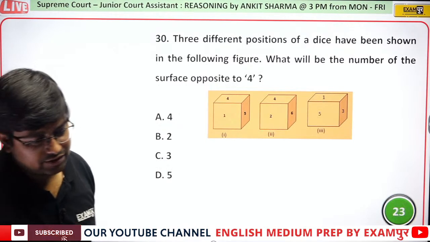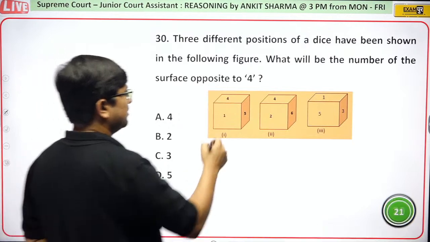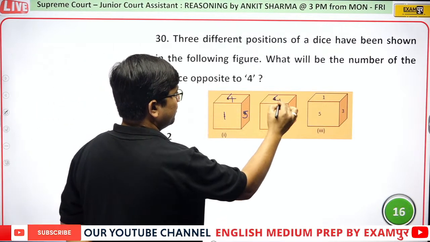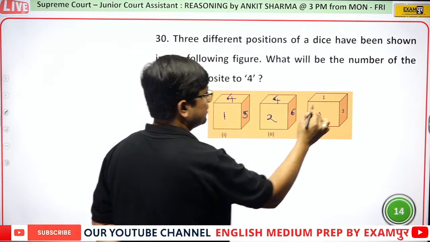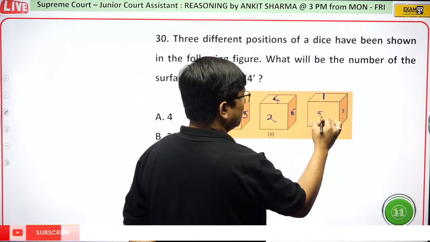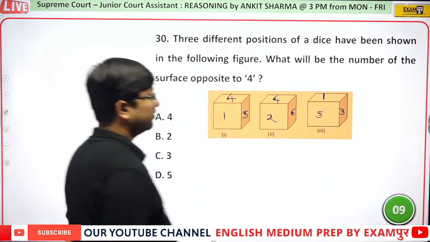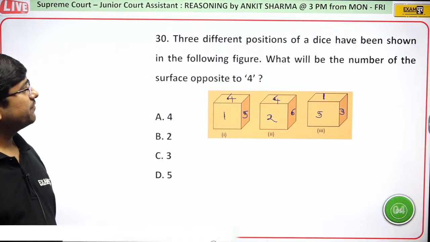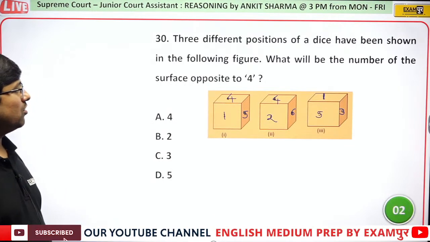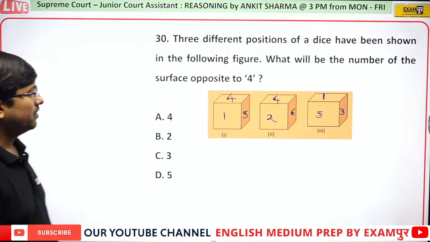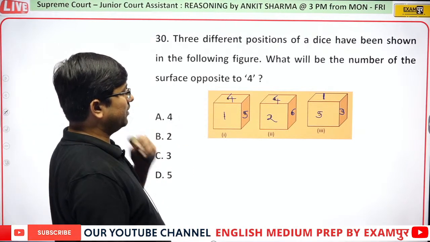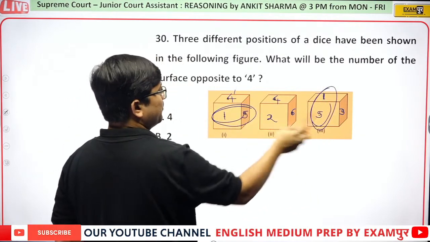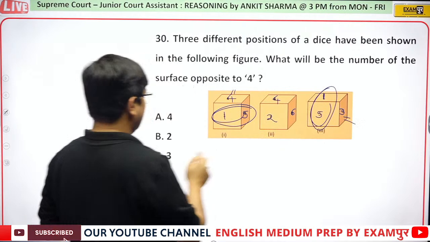Is it visible or not? If not, I am writing this. Okay, this is 4, 1, 5, 4, 2, 6, 1, 5, 3. Okay, and now solve this. Which number will be on the face opposite to 4? So other than 4 are 1 and 5, 1 and 5. So 4's opposite is 3, and that's the right answer.